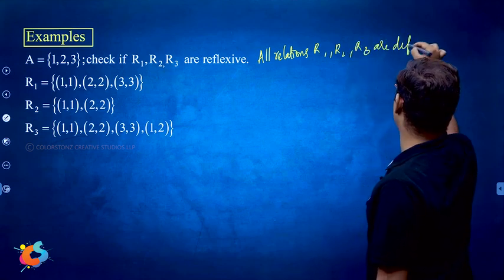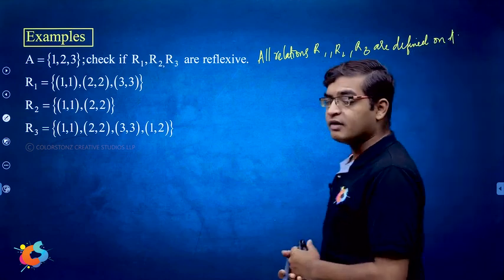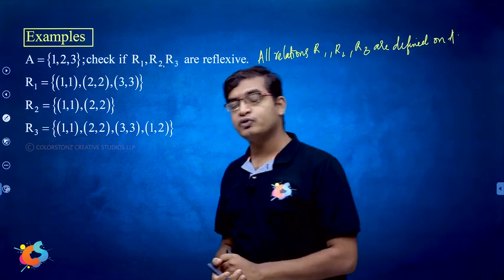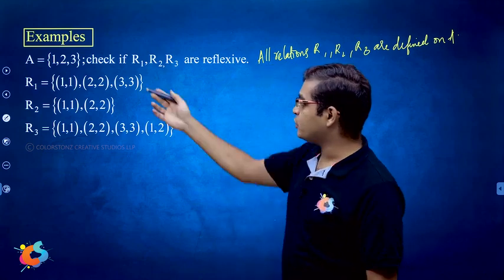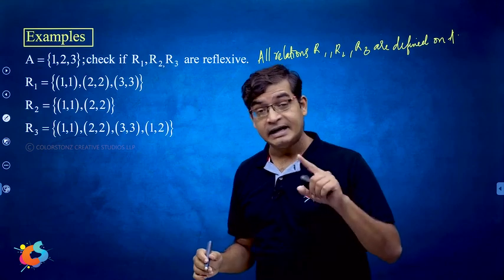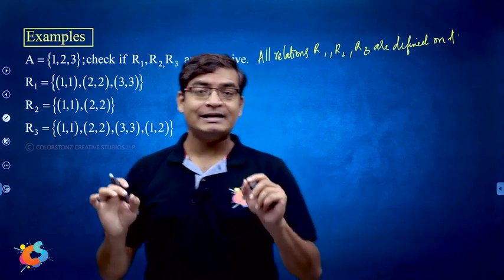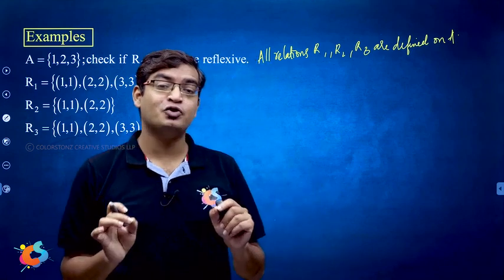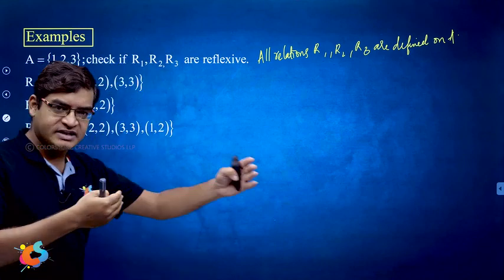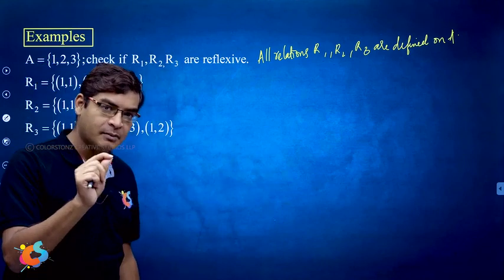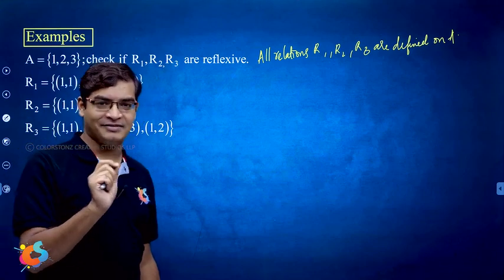Are defined on A. So we are defining all our relations on A, and we have to see if this is reflexive or not. Because we are defining on A and A has 1, 2, 3, I am sure you already understand what ordered pairs should be there in our relation. Every element of A should be mapped to the same element. 1, 1, 2, 2, 3, 3 should be there. Only then you call it a reflexive relation, right?